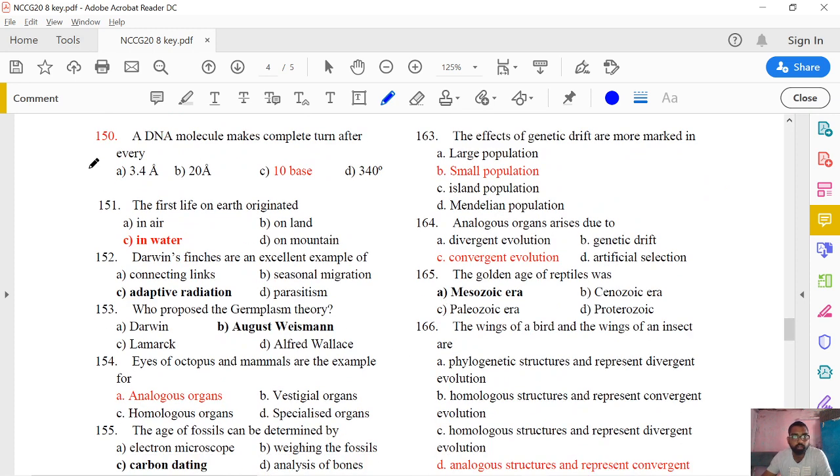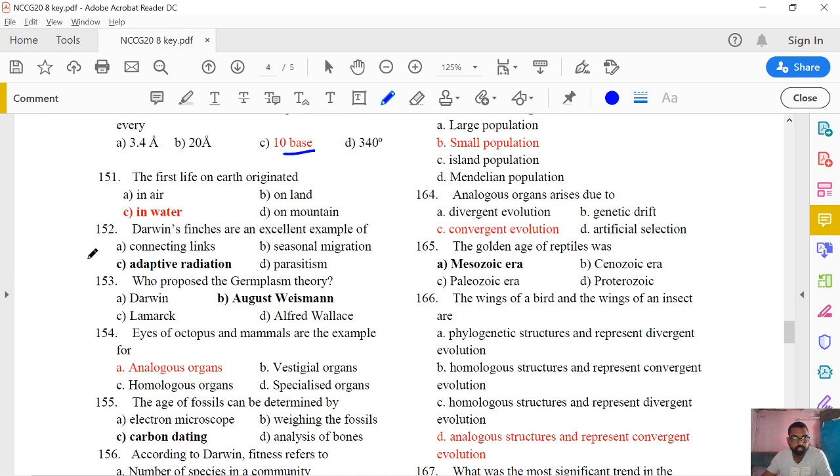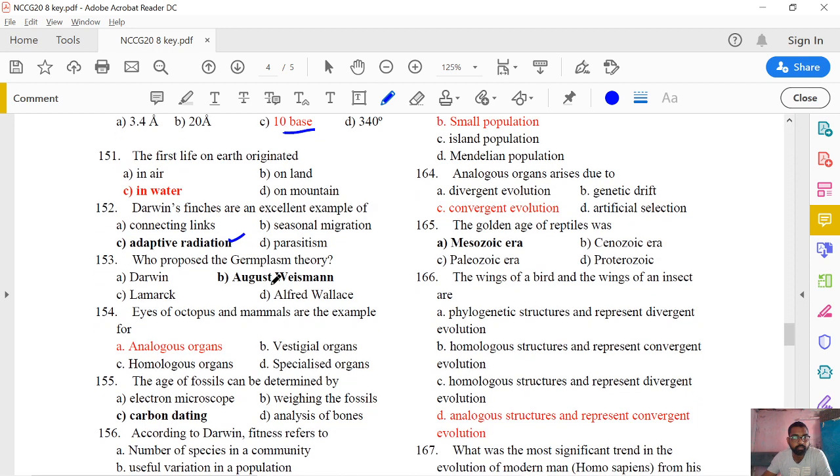A DNA molecule makes a complete turn after every 10 bases, 10 base pairs basically. The first life on earth was first originated in water. Darwin's finches are an excellent example for adaptive radiation. Who proposed the germplasm theory? It was proposed by August Weismann.